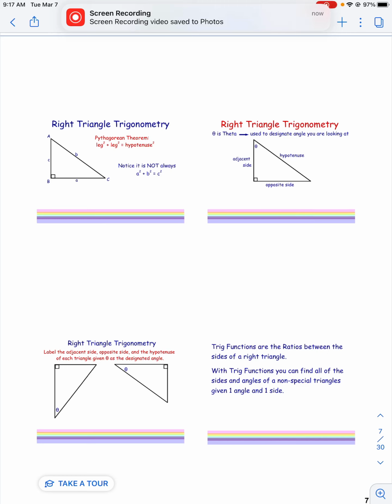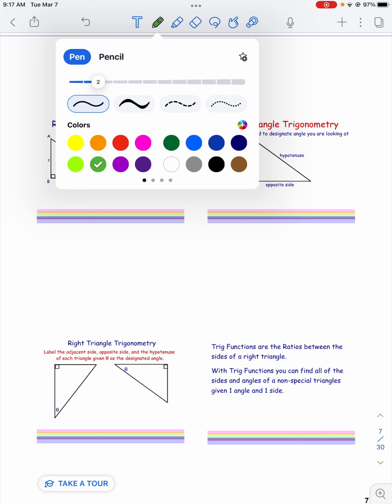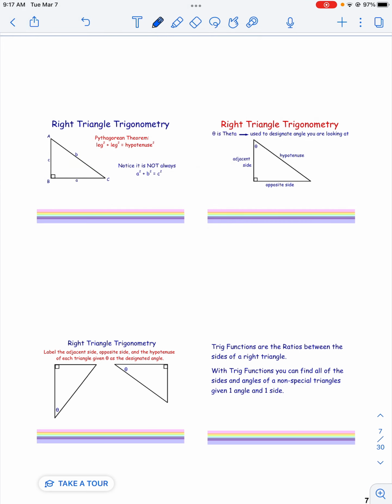Okay, I am back now with part 2 of the unit circle video and talking about right triangle trig as it relates to the unit circle. So a quick review here.